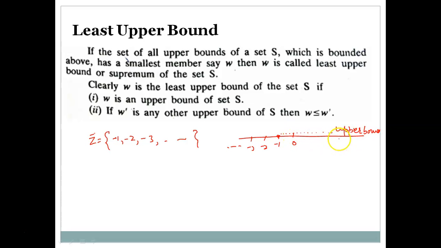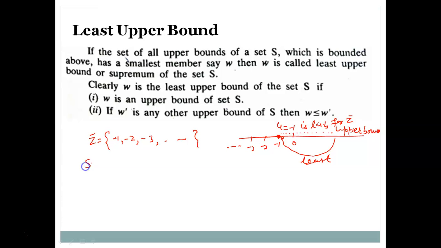And among these, there is 1, -1. Among these, this is the least number. Among all upper bounds, which one is the least? That is -1. So u equal to -1 is the least upper bound for the set Z negative.